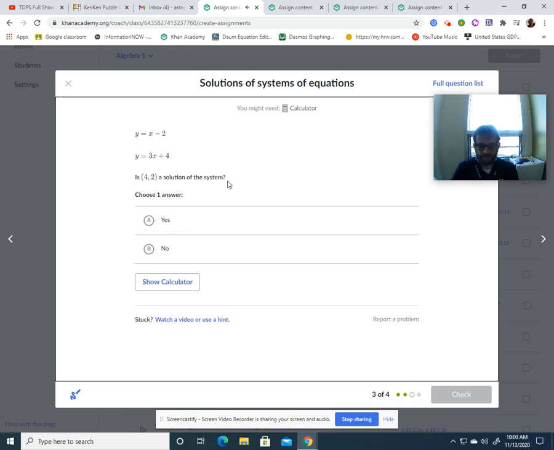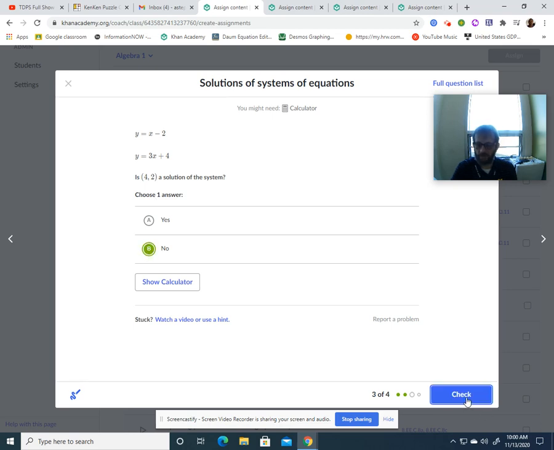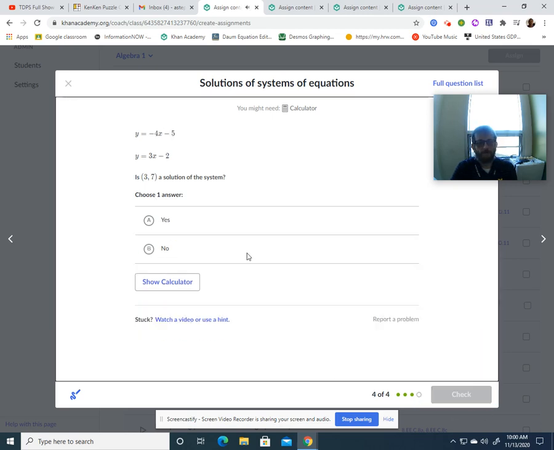Is (4, 2) a solution to the system? Again, for it to be a solution, it has to make them both true. So in the top one, 4 minus 2 is 2. That works. In the bottom, 3 times 4 is 12, plus 4 is 16. That isn't 2. It worked for one, but not both. Not a solution. Last one more time, (3, 7). So negative 4 times 3 is negative 12, minus 5 is not 7. It's negative 17. It doesn't matter whether it works in this one. It didn't work in both.